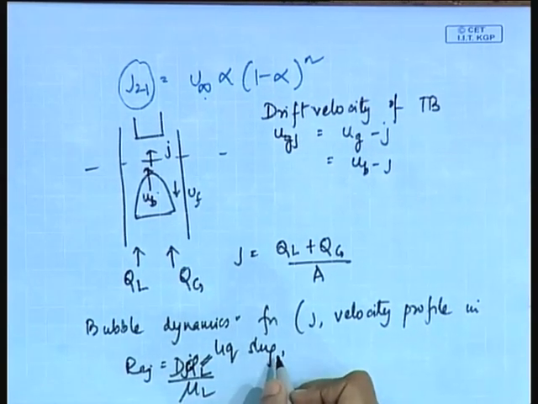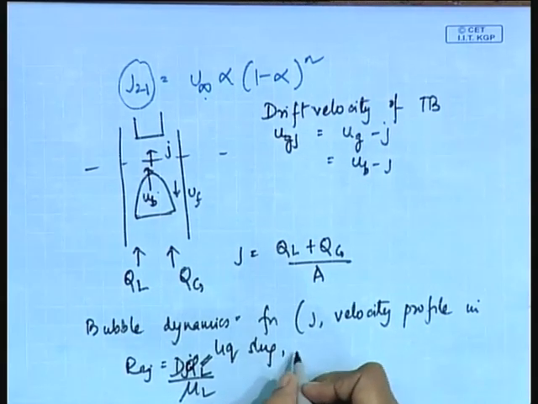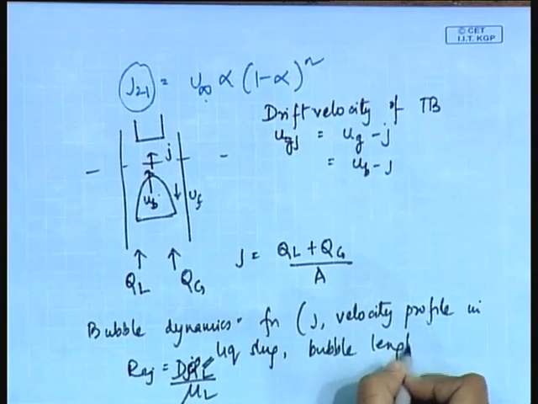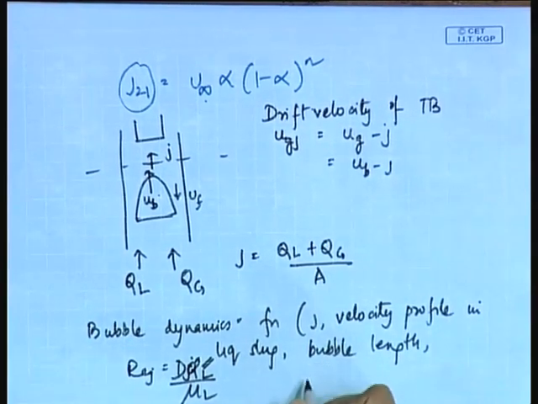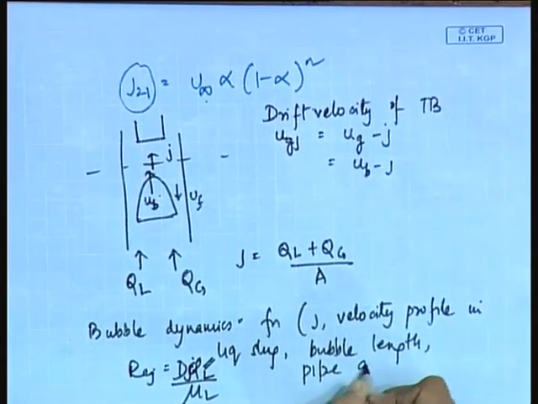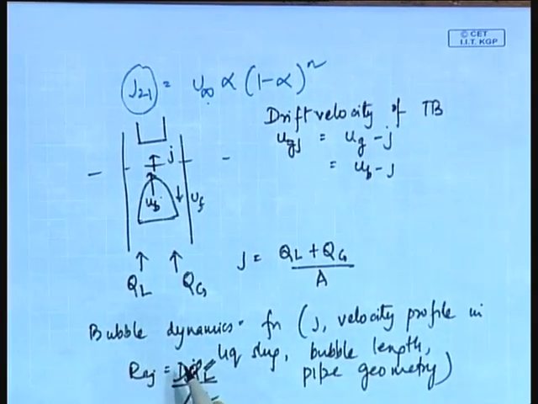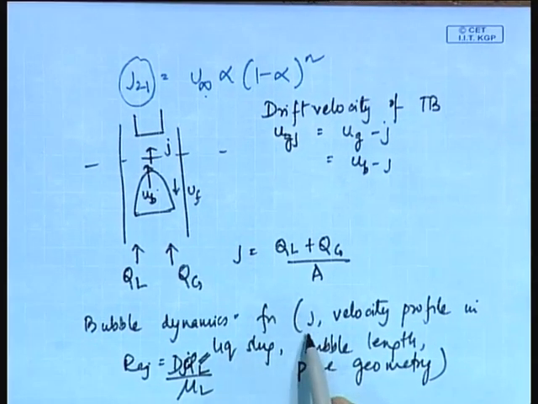the corresponding velocity profile in the liquid slug, then it should also depend upon bubble length and pipe geometry. Usually it depends on these factors, isn't it? Because bubble dynamics means the rise of bubble with respect to the surroundings. So, therefore, that should definitely depend upon the liquid which is flowing ahead of it, because depending on that velocity the bubble will rise faster or slower.